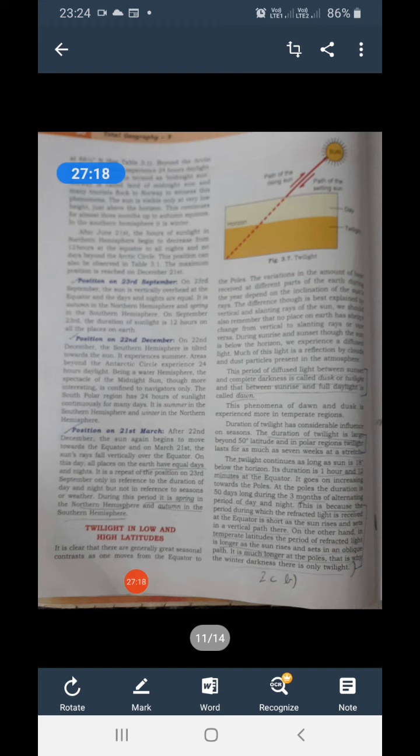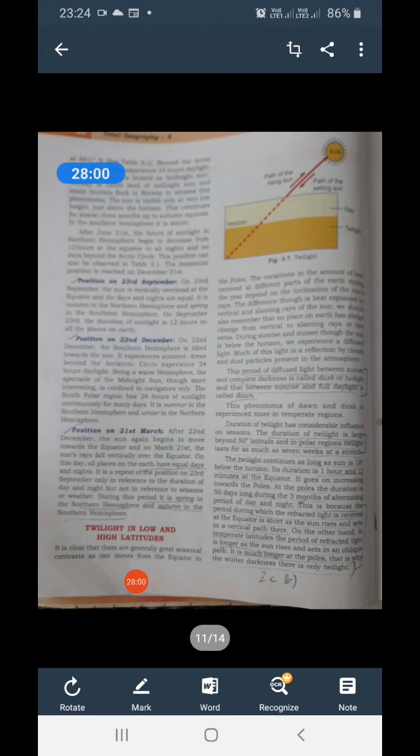Then we have the position on 22nd December. Now, as the earth is moving around the sun, after shining on the equator, the position of the earth comes in such a manner that it shines over Tropic of Capricorn in the southern hemisphere. So the southern hemisphere now is facing the sun. So on 22nd December, the southern hemisphere will experience its summer. That is, they will have longer days and shorter nights. But at that time, the northern hemisphere will experience its winter.